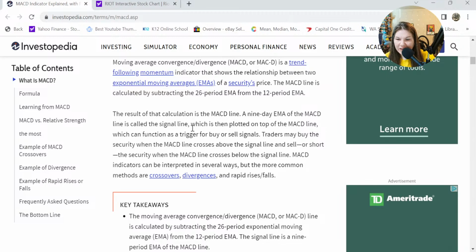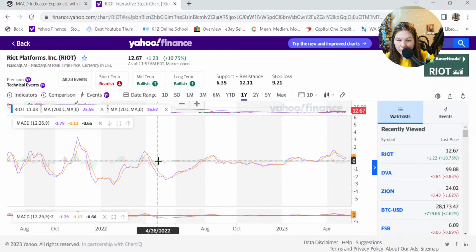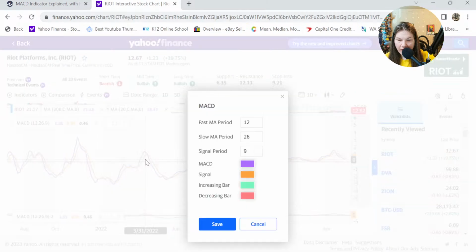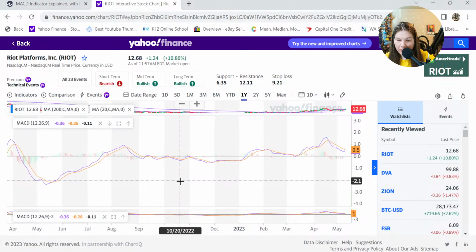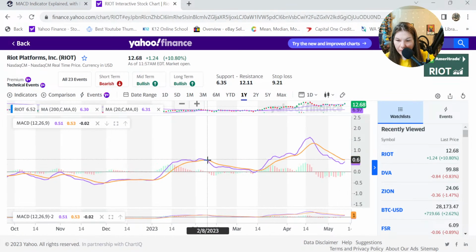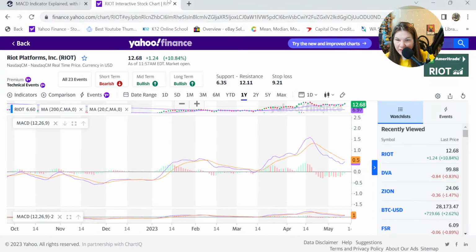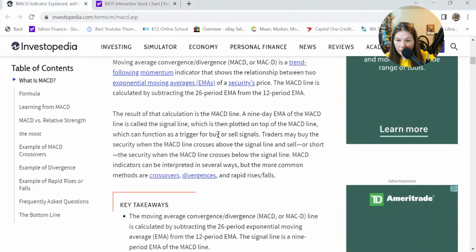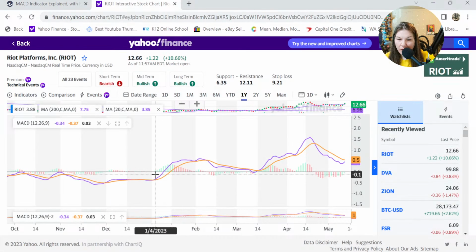So, the signal line is the orange one, guys, right? Yep, signal is orange one. So, it goes on top of the MACD line to signal buys or sells. Traders may buy the security when the MACD line crosses above the signal line and sell or short the security when the MACD line crosses below the signal line. So, MACD, guys, purple. Signal, orange.